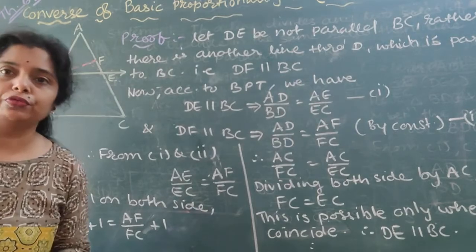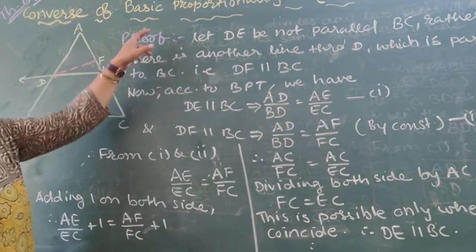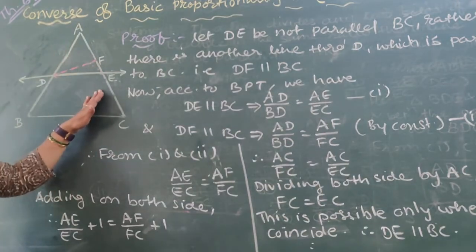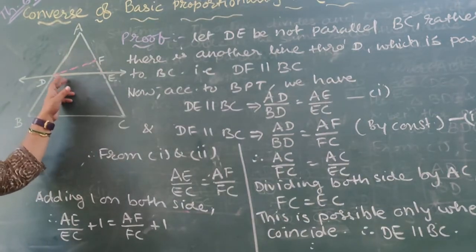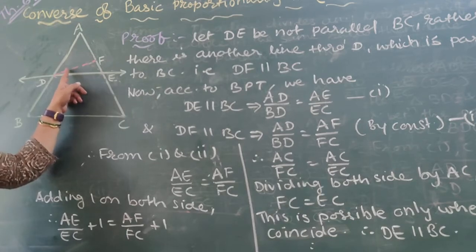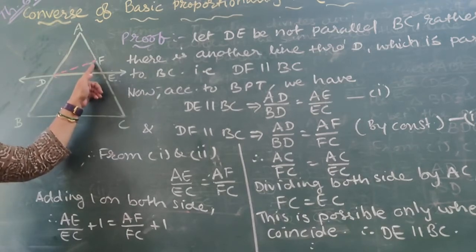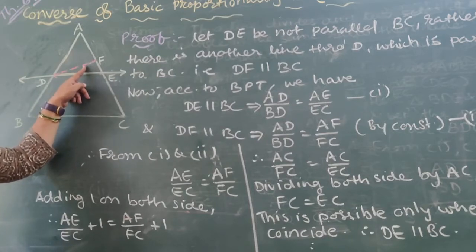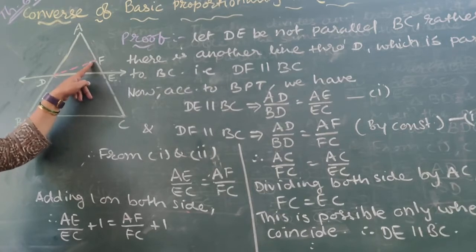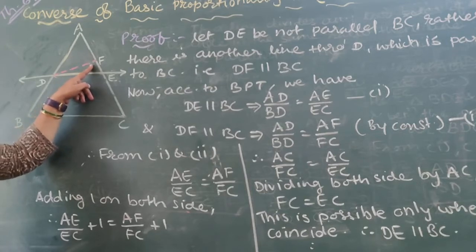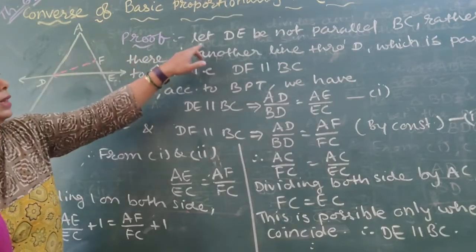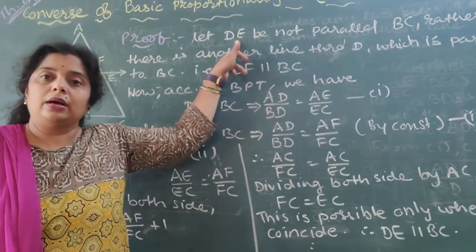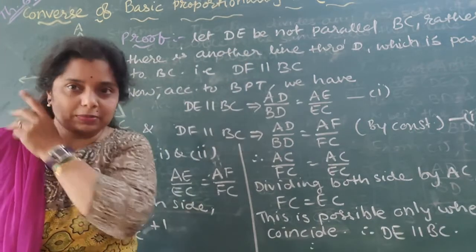Now let's see the proof of the converse of the basic proportionality theorem. This is the diagram as I have already shown you, and here you see the new thing. Here we construct DF, and for that I have shown the line dotted. So what is its use? Let's see. Let DE be not parallel to BC. We have to hold the ear by going around, not directly, right?